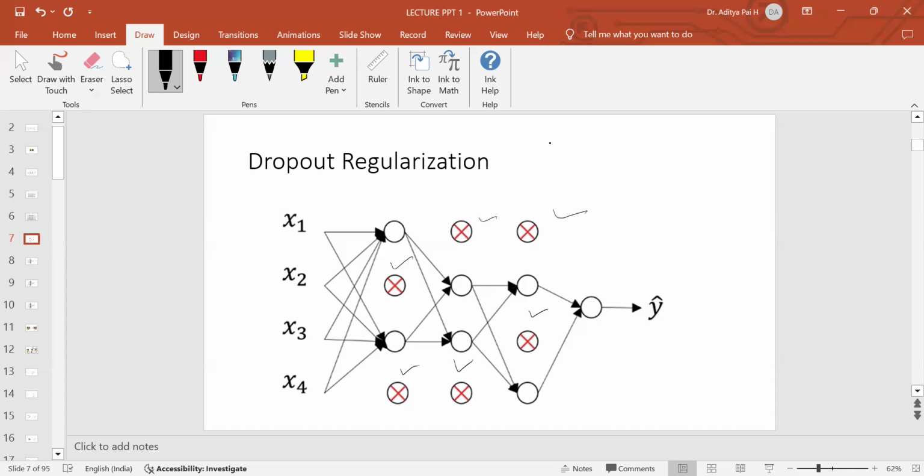So by spreading out the weights, this will tend to have the effect of shrinking the squared norm of the weights. Similar to what we saw in L2 regularization, the effect of implementing dropout shrinks the weights. L2 regularization helps prevent overfitting. So dropout regularization as well as L2 regularization both have the same effect, that is, shrinking the weights and preventing overfitting.